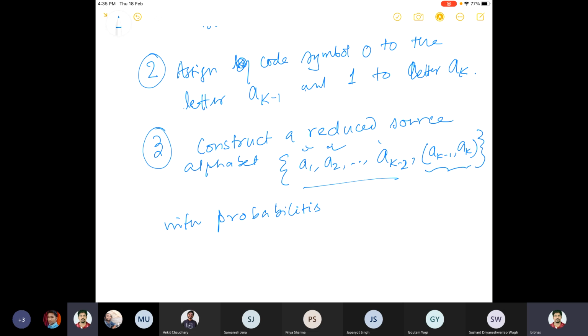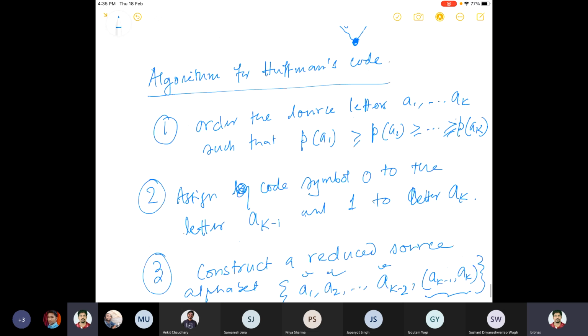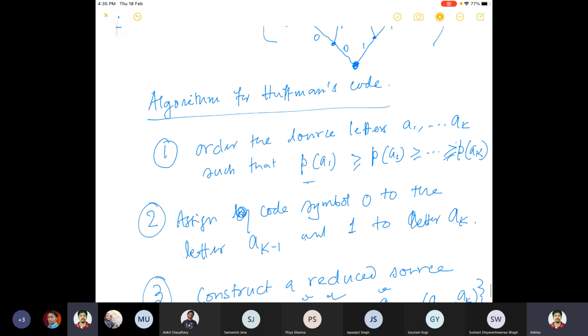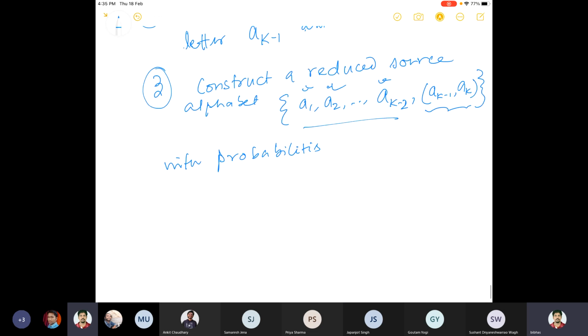So that's why it is not a good thing to say, because it may not have the same sequence. I am using the sequence A1, A2, AK, which means P of A1 is greater than or equal to P of A2, and so on, greater than or equal to P of AK. But after this change, that sequence may change. A1 can go to another place or A2 can go to another place. Maybe it will come somewhere here or somewhere here, because you have to arrange the probabilities. So that's why I wrote A1 dash, A2 dash, AK. You know the logic.